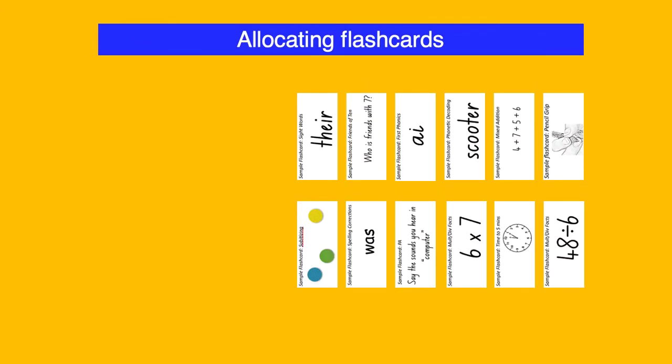The allocation of flashcards can happen in multiple ways. First of all, you might be aware of a student who has special needs and they need to go back earlier in the learning progression of a particular topic, and so you can allocate flashcards that are suited to helping that child progress from where they're at.